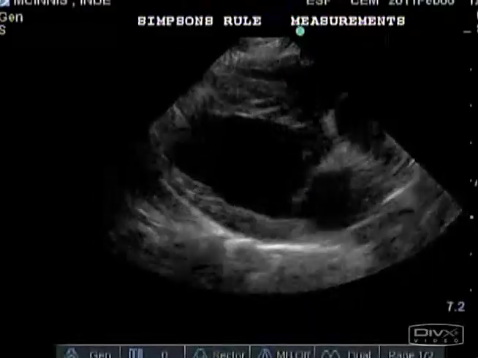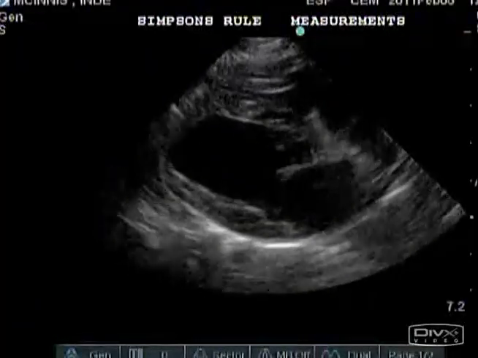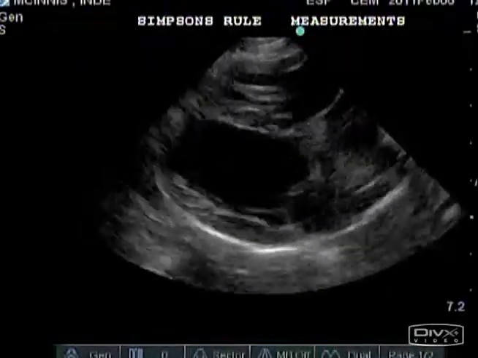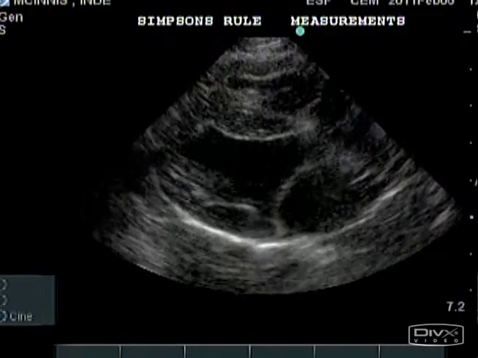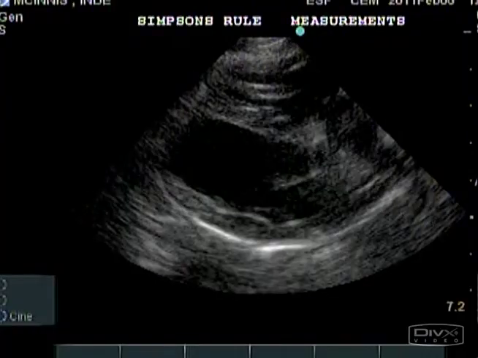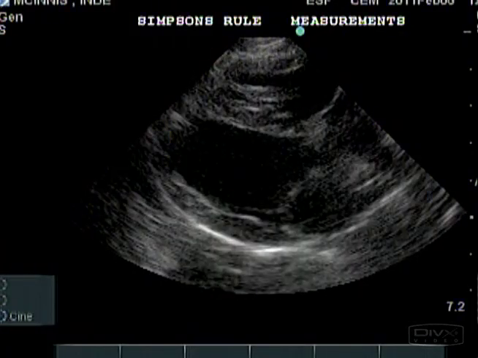Observe several heartbeats and press the freeze button. Cinematic loop is used to select the image from the right side long axis 4-chamber view showing the largest left ventricular size, or in diastole.